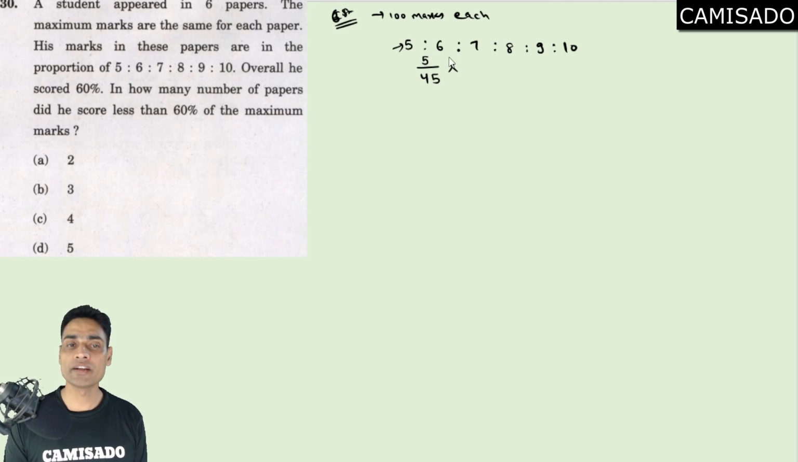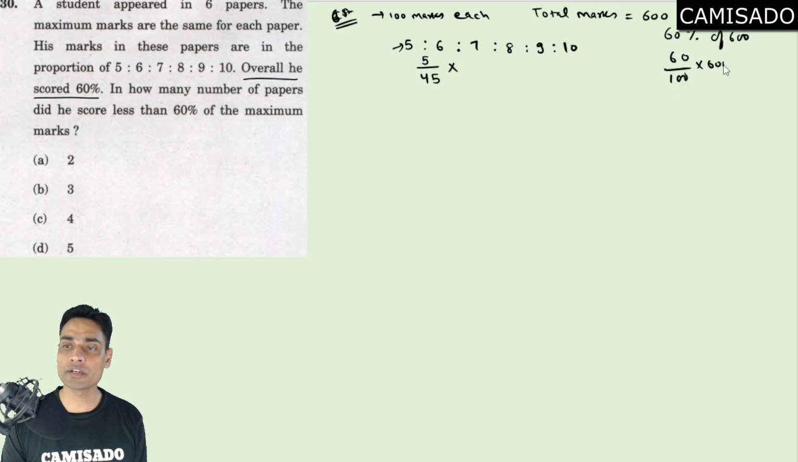Before finding out the percentage of what number we are calculating, we will look at this. Overall he scored 60%. Now we have 6 papers of 100 marks each. The total marks will be 600, and he has to score 60%. So 60% of 600, 60 upon 100 into 600, comes out to be 360.